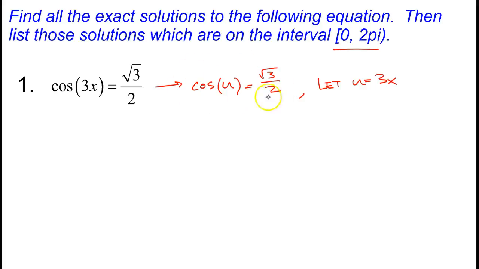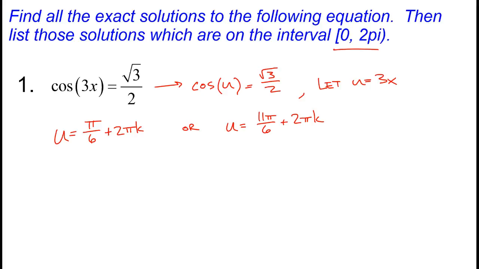Okay, so now that we have this new simpler equation, I think I can say that u equals any angle that gives me a cosine ratio of root 3 over 2. So that would be pi over 6 plus 2 pi k. There's another angle: I could also have 11 pi over 6 plus 2 pi k. Those are two sets of angles that have a cosine ratio of root 3 over 2. Well, that's great, but I wasn't asked to solve for u. I was asked to solve for x.